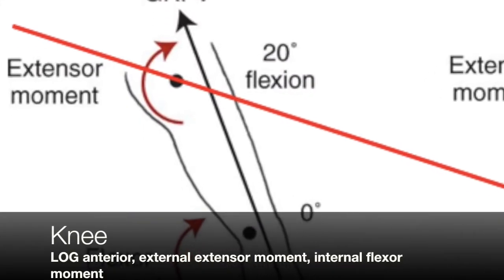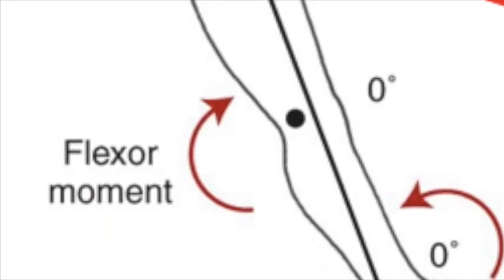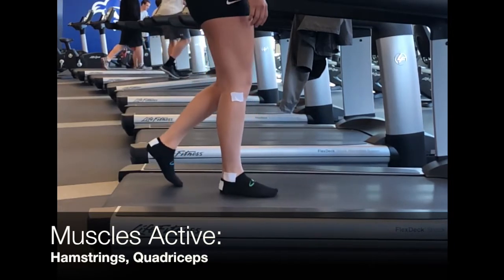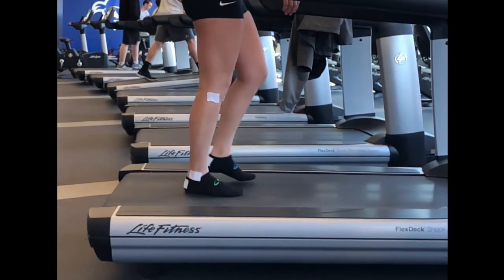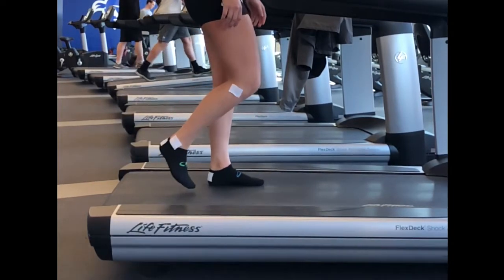In heel strike, the line of gravity falls anterior to the knee, so there is an external extensor moment. Internally, the quadriceps contract to prepare for the loading response and the hamstrings counteract the external extension moment. This extension torque stabilizes the knee joint.